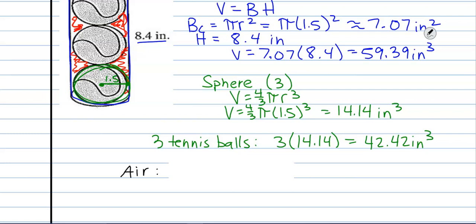Now to find our empty space, or our air, it is going to be our cylinder, what we started with, minus the volume that was taken up by our actual tennis balls. So if we do 59.39 minus 42.42, we end up with 16.97 cubic inches of air, or empty space, within our can.